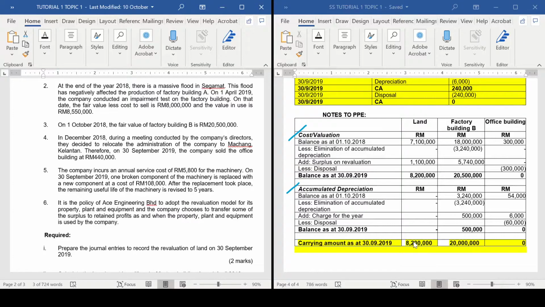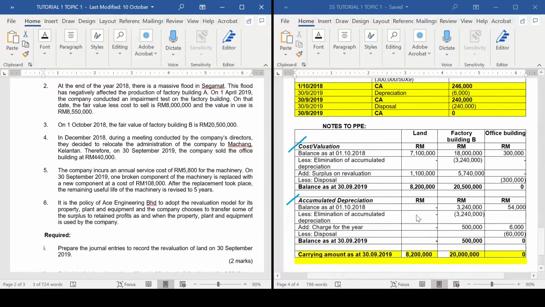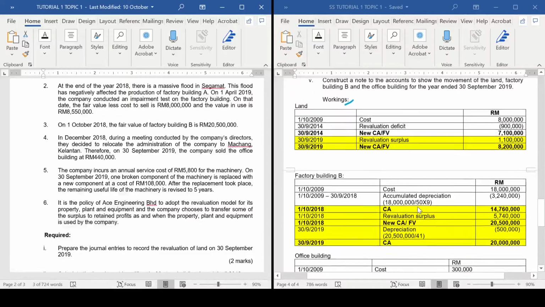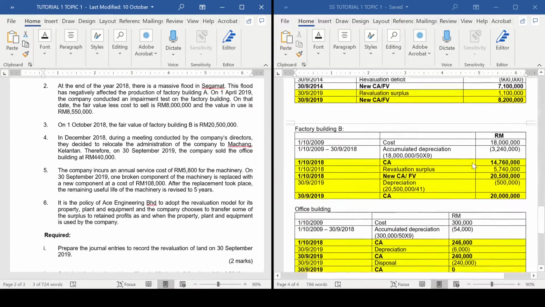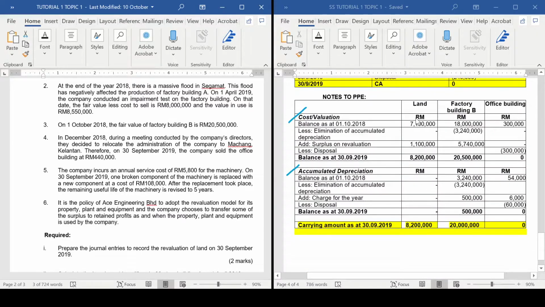To check whether your work is correct or not, you go back to the working. Make sure that the carrying amount at the end of the year tallies with the one that you prepare in notes to PPE.